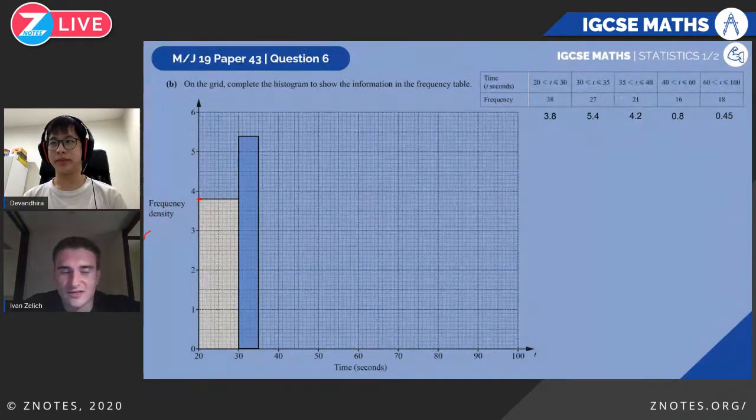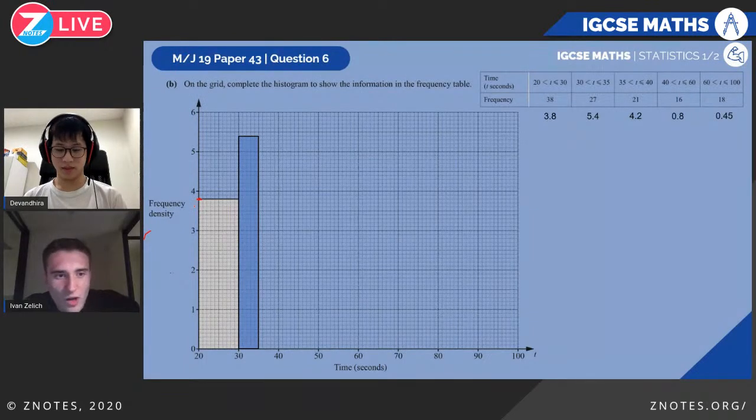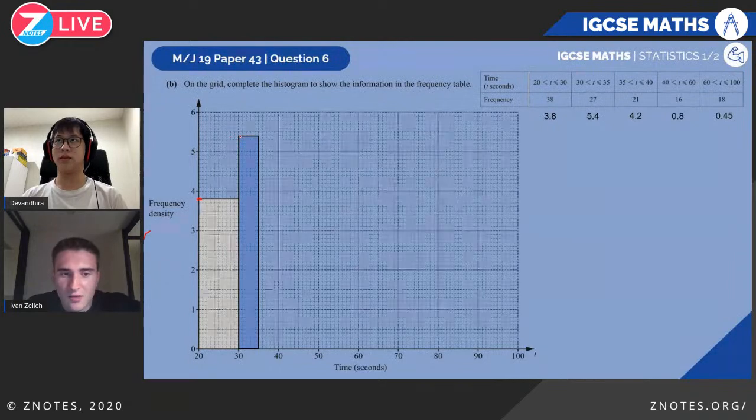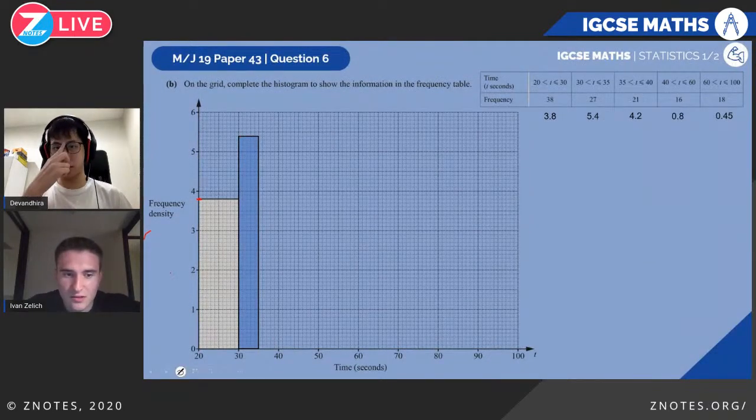Again, we need to figure out the scale. In this case, 10 grid lines represent 1. So is that 10? Yeah, 0.1 is each increment. So 3.8. The next one's 5.4, and so that'll be 4 up. That's why the height's there. And it's from 30 to 35, so 5 markers across.